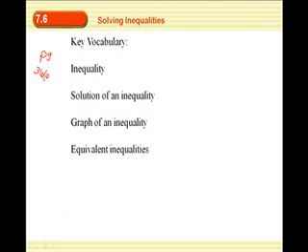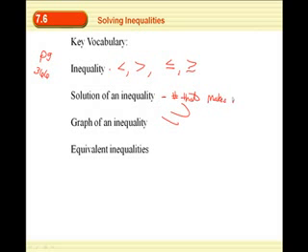An inequality is a less than, greater than, less than or equal, and greater than or equal. So an inequality has more than one answer. The solution to an inequality is the number that makes it true. And the thing about inequalities is it can be more than one, because if the answer is all the numbers greater than 3, there's a ton of numbers greater than 3.